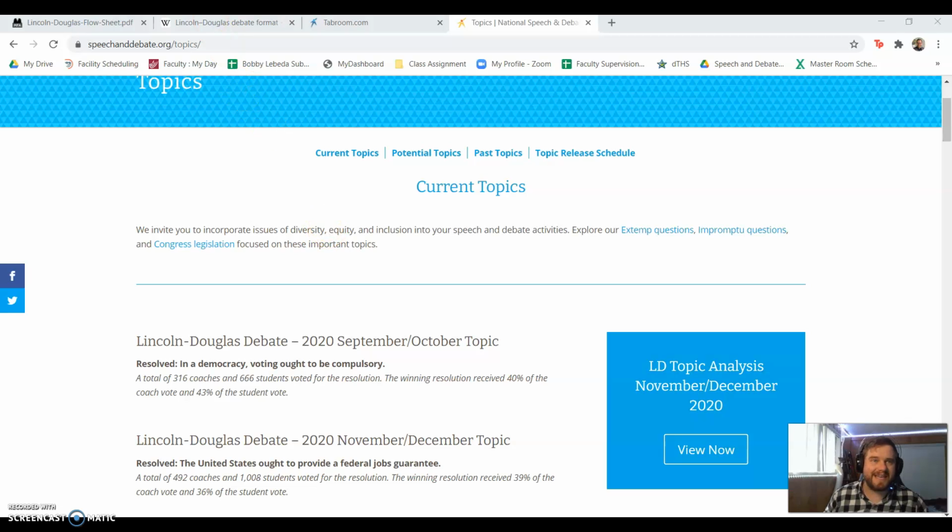So Lincoln Douglas is a values-based debate. So the question in Lincoln Douglas at its core is, what should we value? What ought we to value? And that's the debater's job, to convince you what to value based off of the resolution.